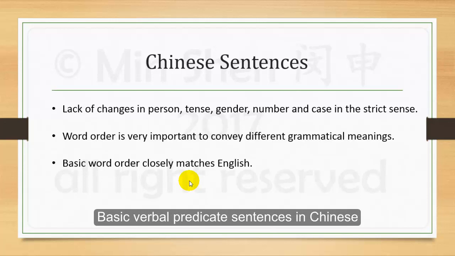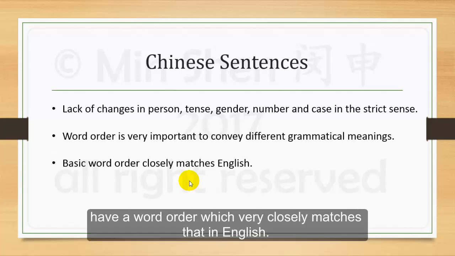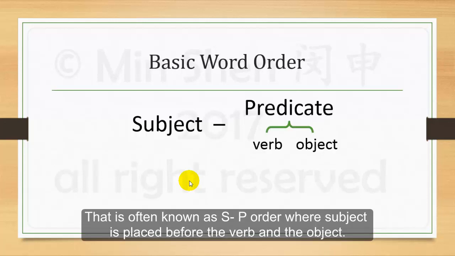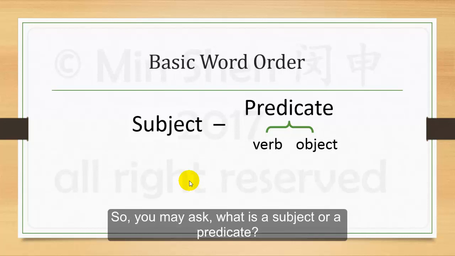Basic verbal predicate sentences in Chinese have a word order which very closely matches that in English. That is often known as SP order, where the subject is placed before the verb and the predicate. So, you may ask, what is a subject or a predicate?